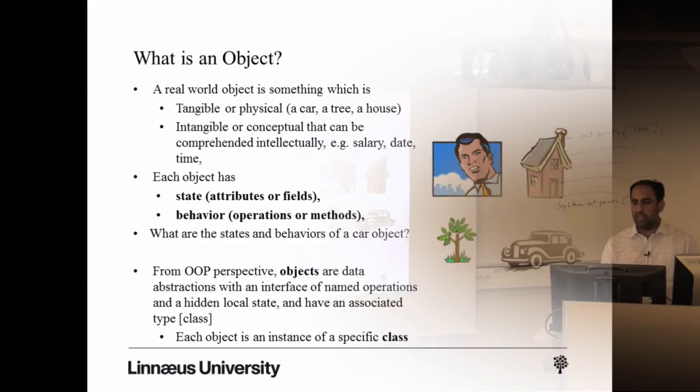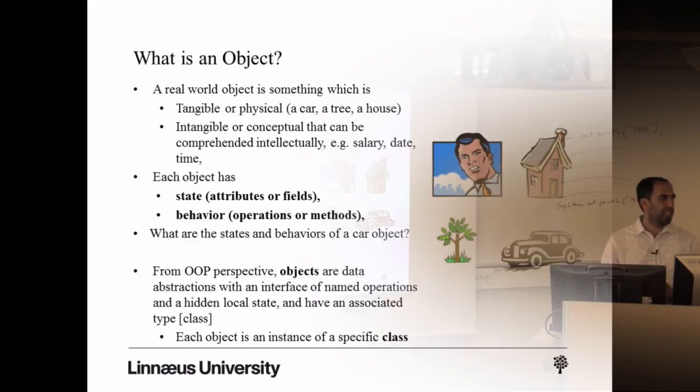For example, if we consider a person, a man, as an object, the states are the attributes of a man. Every person has a name, an age, maybe an address, telephone number, email, height, and weight. All these things are the attributes or the fields of a person object.